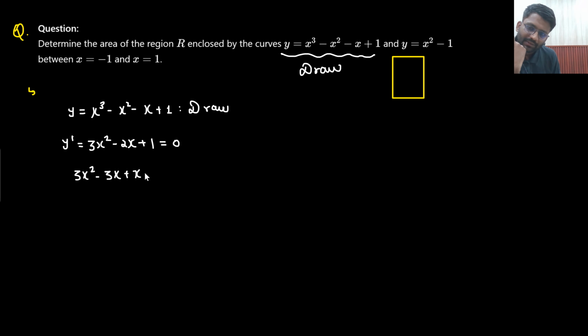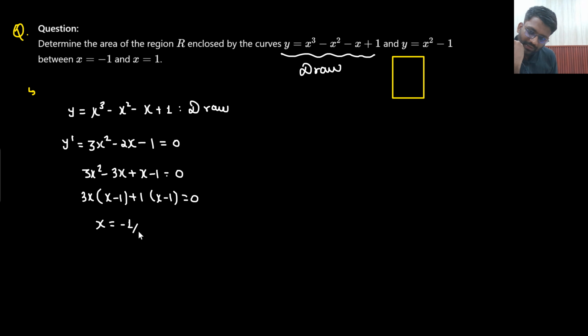What am I doing? 3x square minus 2x minus 1, right? This is minus 1, no? 3x square minus 2x minus 1. Yes, so 3x square minus 3x plus x minus 1 equals 0. 3x into x minus 1 plus 1 into x minus 1 equals 0. So from here, minus 1 by 3 and 1.